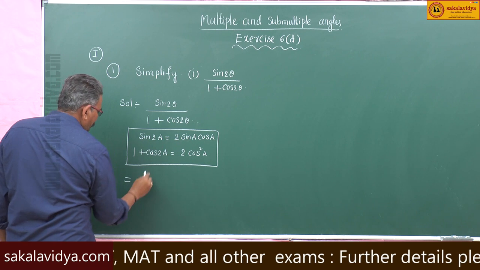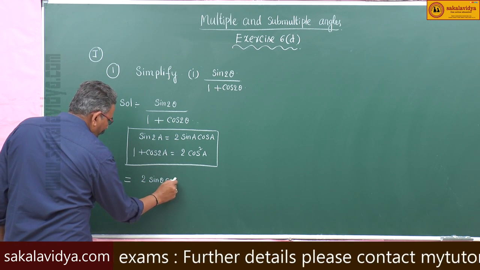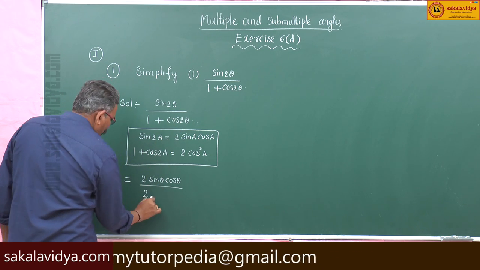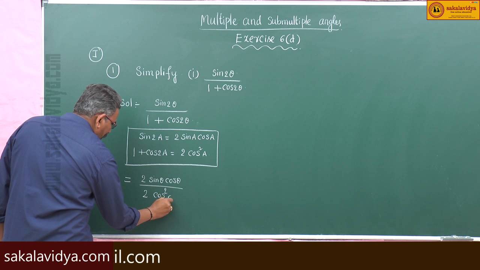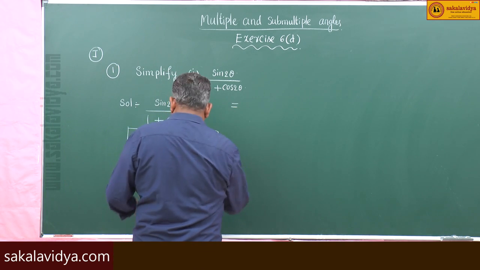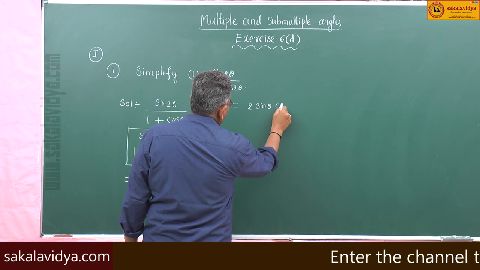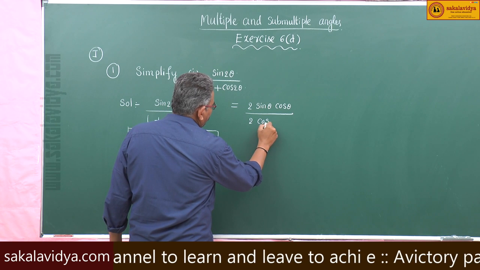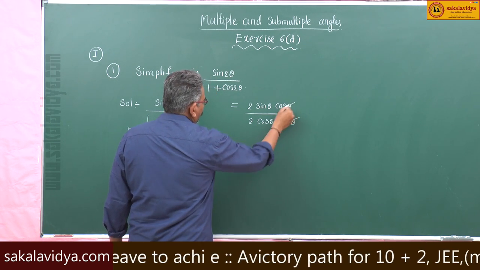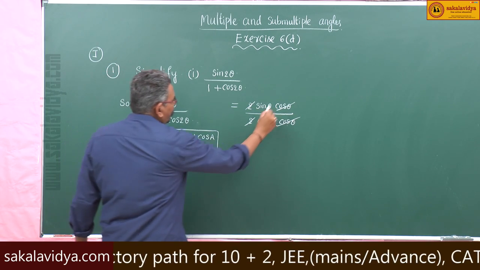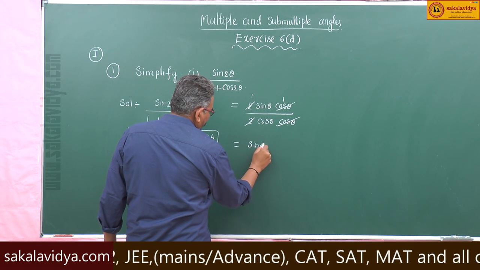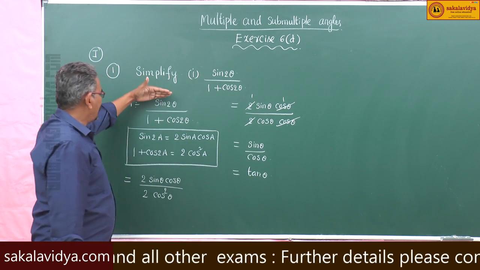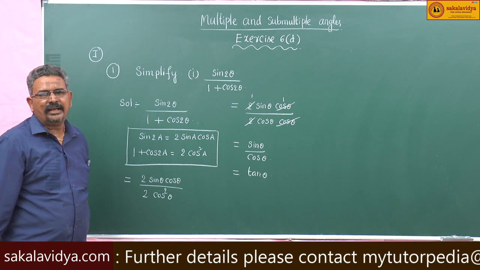Using this formula, the numerator is replaced by 2 sin theta cos theta, whereas the denominator is replaced by 2 cos square theta. This is in terms of theta we write. So this can be simplified: 2 sin theta cos theta over 2 cos theta in 2 cos theta, you see here, 2 gets cancelled. We have sin theta by cos theta, which in terms of tan is tan theta. That means sin 2 theta by 1 plus cos 2 theta can be simplified as tan theta.